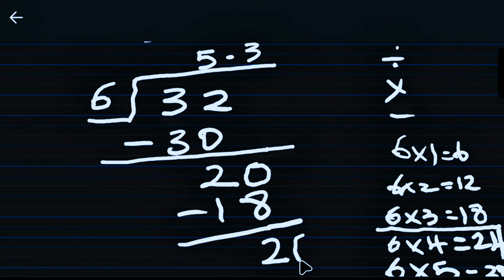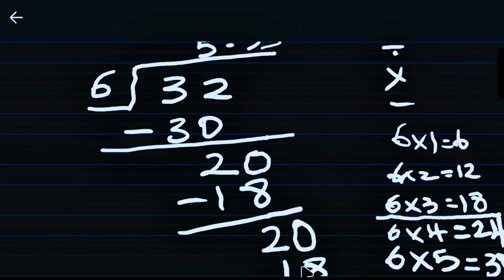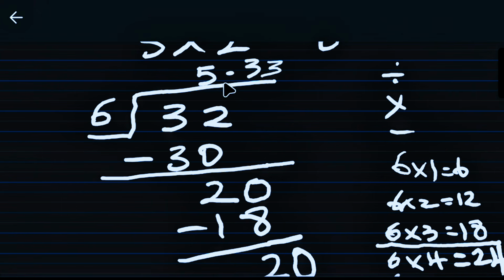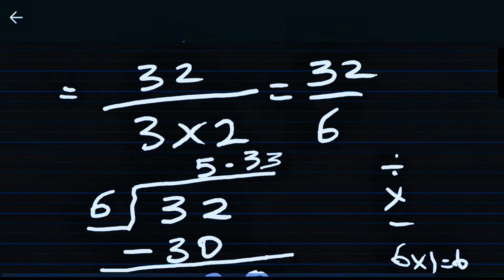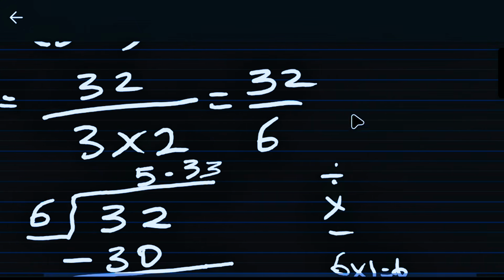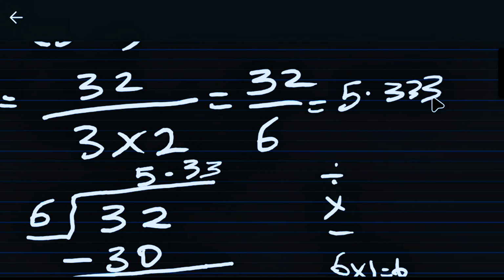We are going to add another 0 here. Okay, and how many 6 can we find inside 20? That is 3 again. Okay, 3 multiplied by 6 equals 18. So from here we have gotten that the decimal number is just going to be 5.3333, which is a recurring decimal. So for that reason we are going to stop here. So you can write that as 5.333 in that category. So the decimal number here will be equal to 5.333.